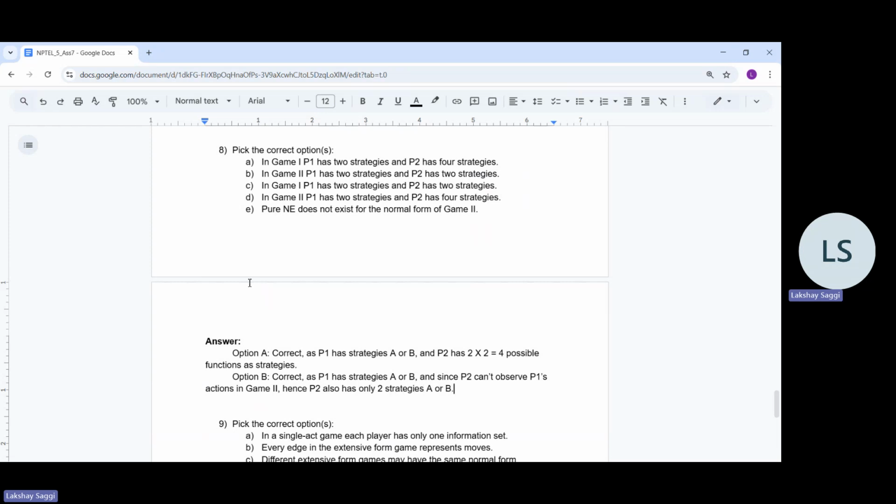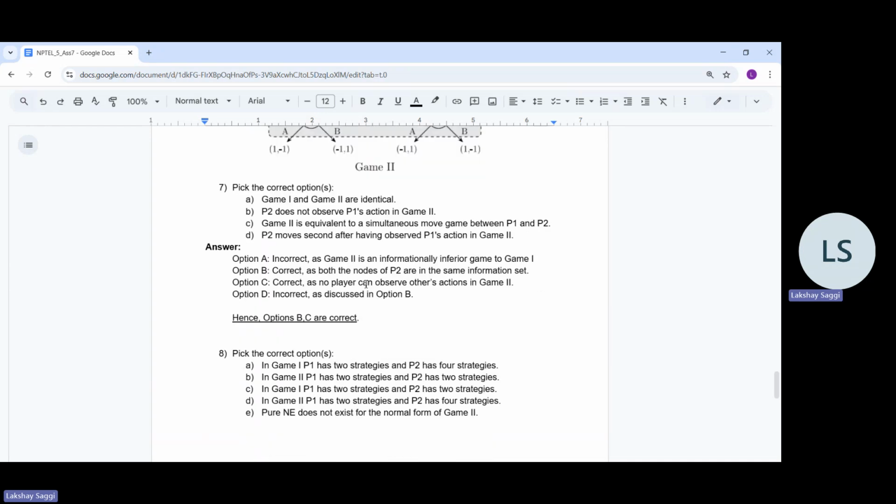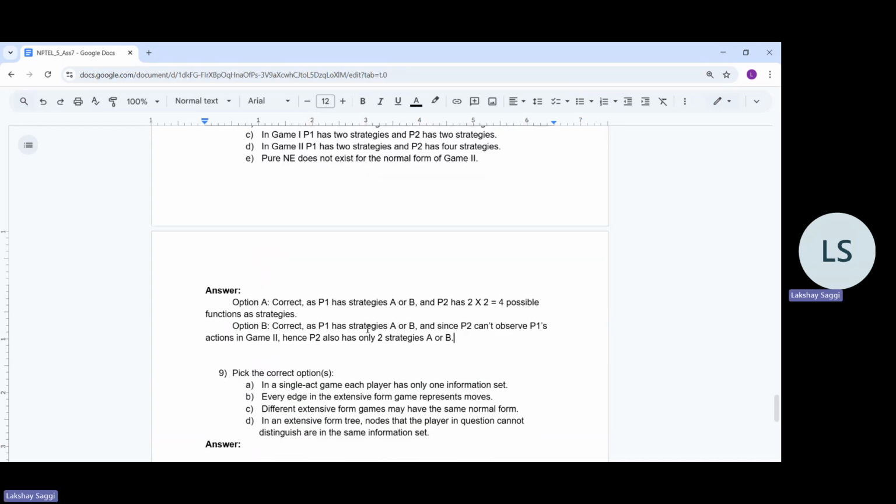So this can lead to multiple interesting combinatorial questions. Suppose there were multiple strategies for P1 and some possible information sets, and you had to answer what the possible actions are and things like that. You can make these interesting combinatorial questions, but let's not get into that. This question is not all combinatorics. It's more about understanding games and information's effects on games. So P2 only has two strategies.